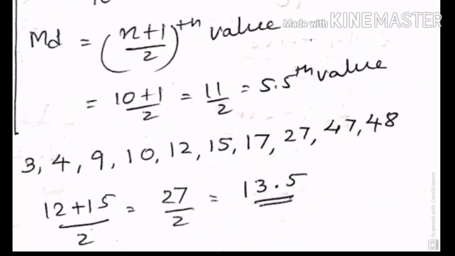Now median. How to find the median? For that, first of all, you have to arrange the observations in ascending order. Then you have to use the formula n plus 1 by 2th value. So that is 10 plus 1 by 2, and 11 by 2 is the 5.5th value. It means between 5 and 6, we have to add the 5th observation plus the 6th observation. So here our 5th observation is 12 and the 6th observation is 15, and adding them and dividing by 2, that is 27 by 2, which is 13.5. So here we have completed this question by finding both mean and median.